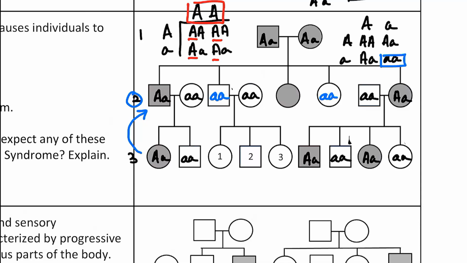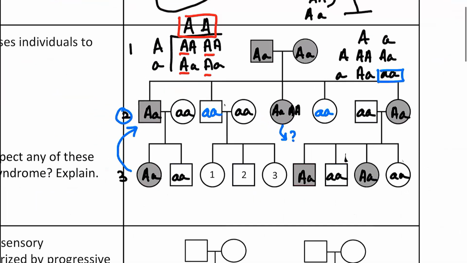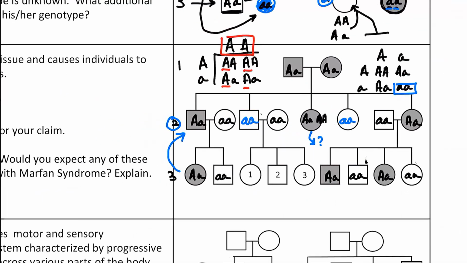Now the question is, what is this female, this daughter of the first generation? What is she? Well, that individual could be either big A, little a, or big A, big A. We don't have any children downstream to see what she is. So that person could be both. Okay? So that's how I thought about that.